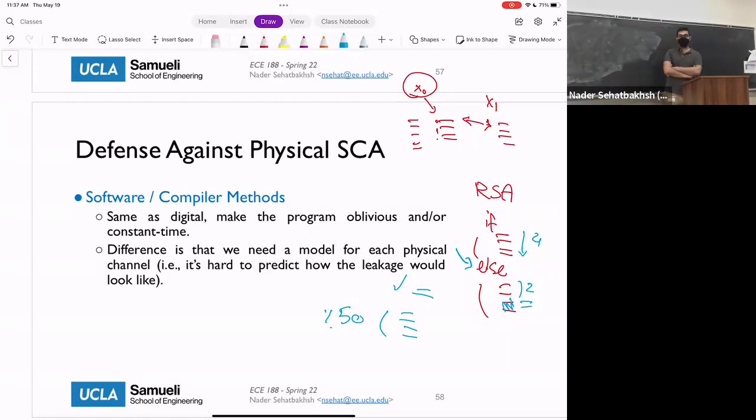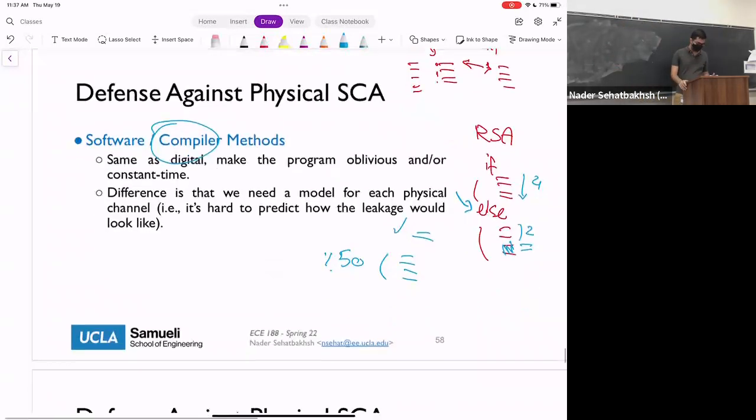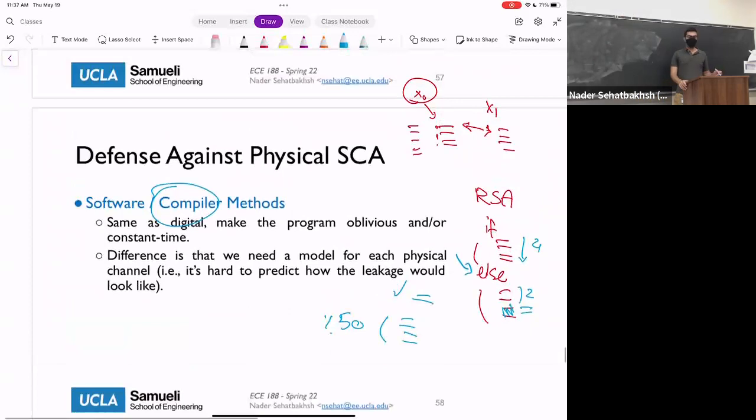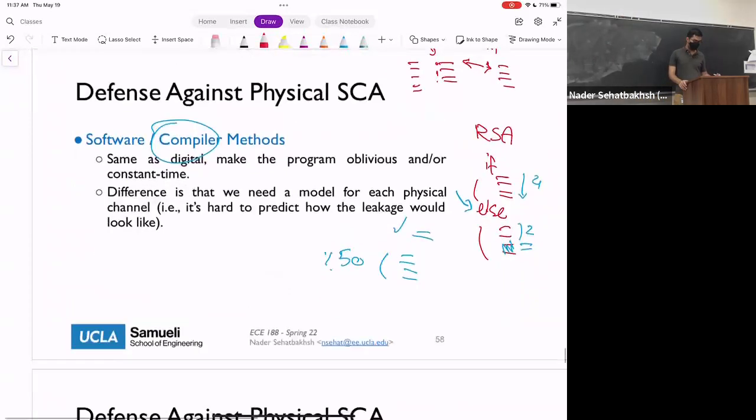Okay. And how do we do that? We either, as the developer, need to go through our program and be aware of scenarios like this, or we can ask the compiler to automatically scan the code for us and then add these additional instructions into our if-then-else branches. Okay. So that's one way of fixing this issue.